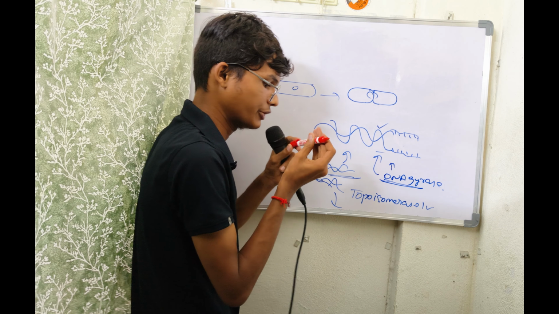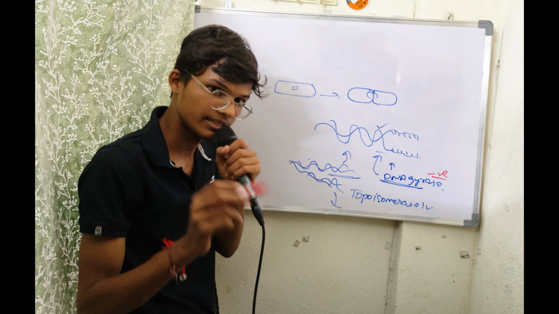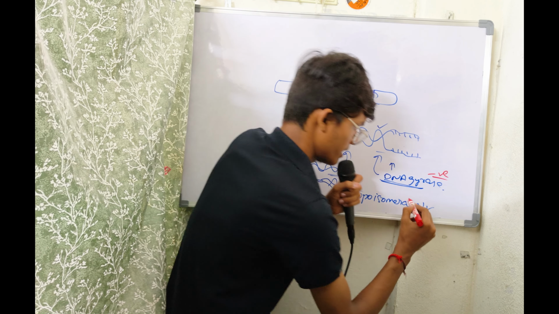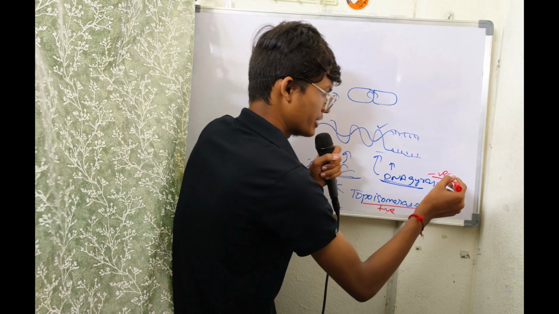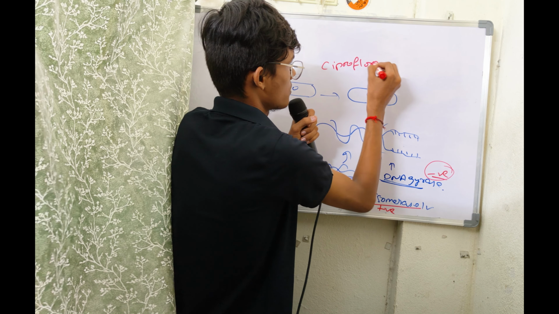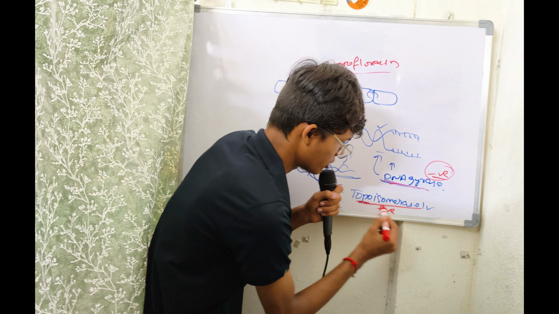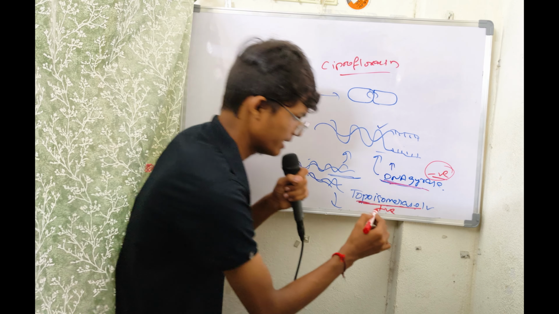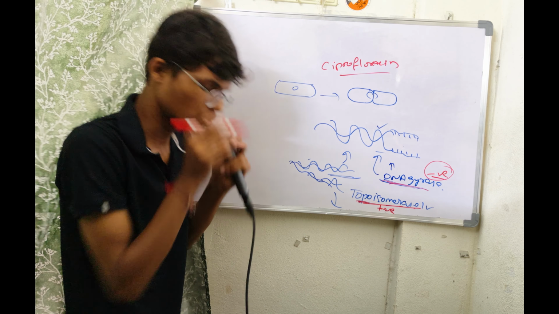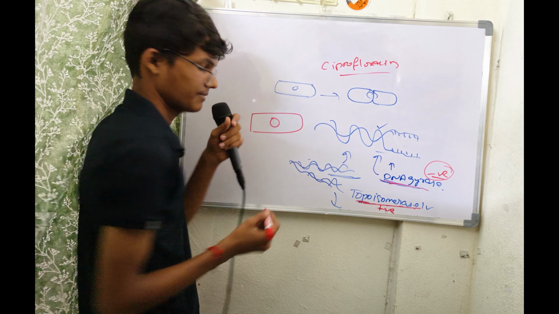Okay, now very simple, the ciprofloxacin in gram negative bacteria will inhibit this step. The ciprofloxacin in gram positive bacteria will inhibit this. In the gram negative bacteria, the ciprofloxacin will inhibit DNA gyrase, most importantly, and in the gram positive bacteria the topoisomerase 4 is most importantly inhibited. So eventually the bacteria dies.